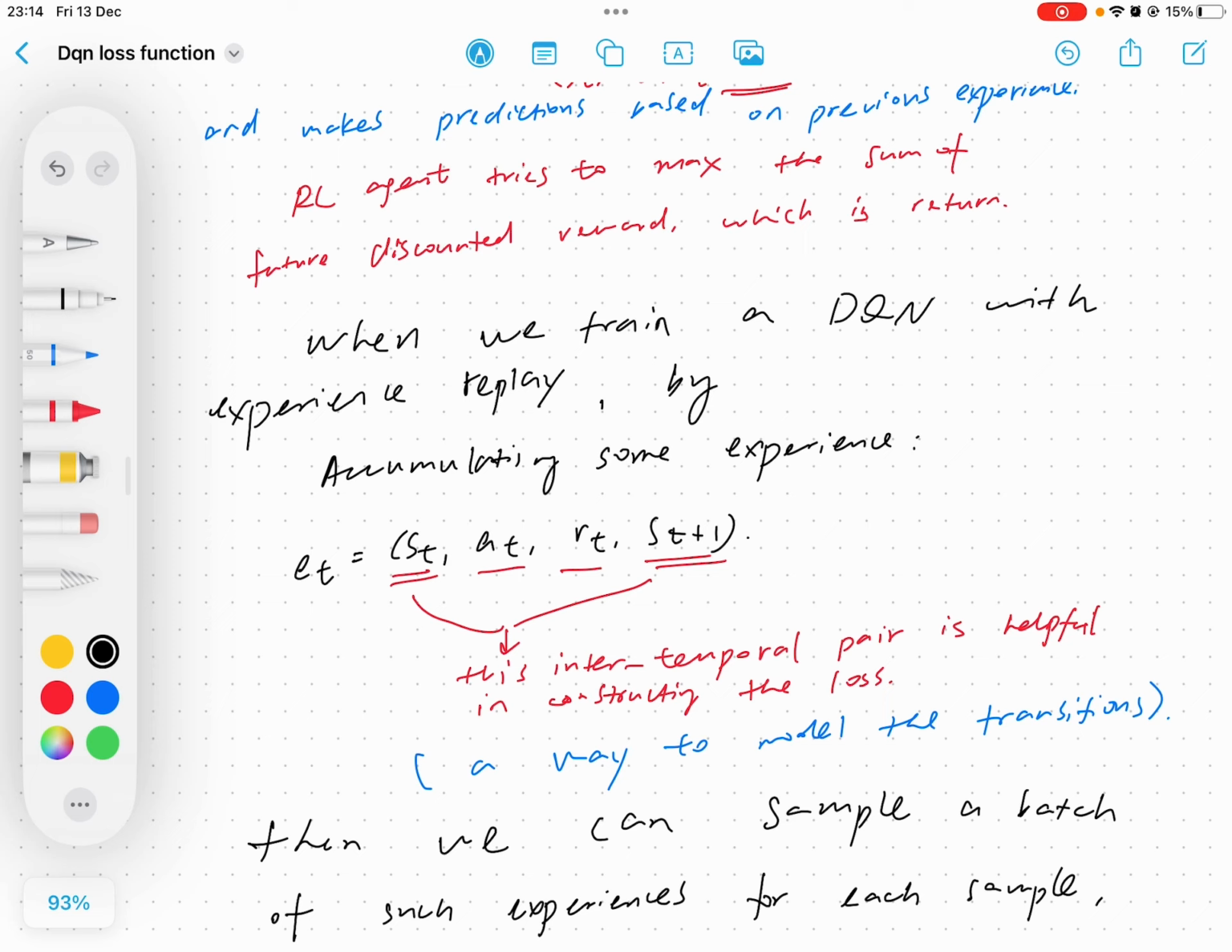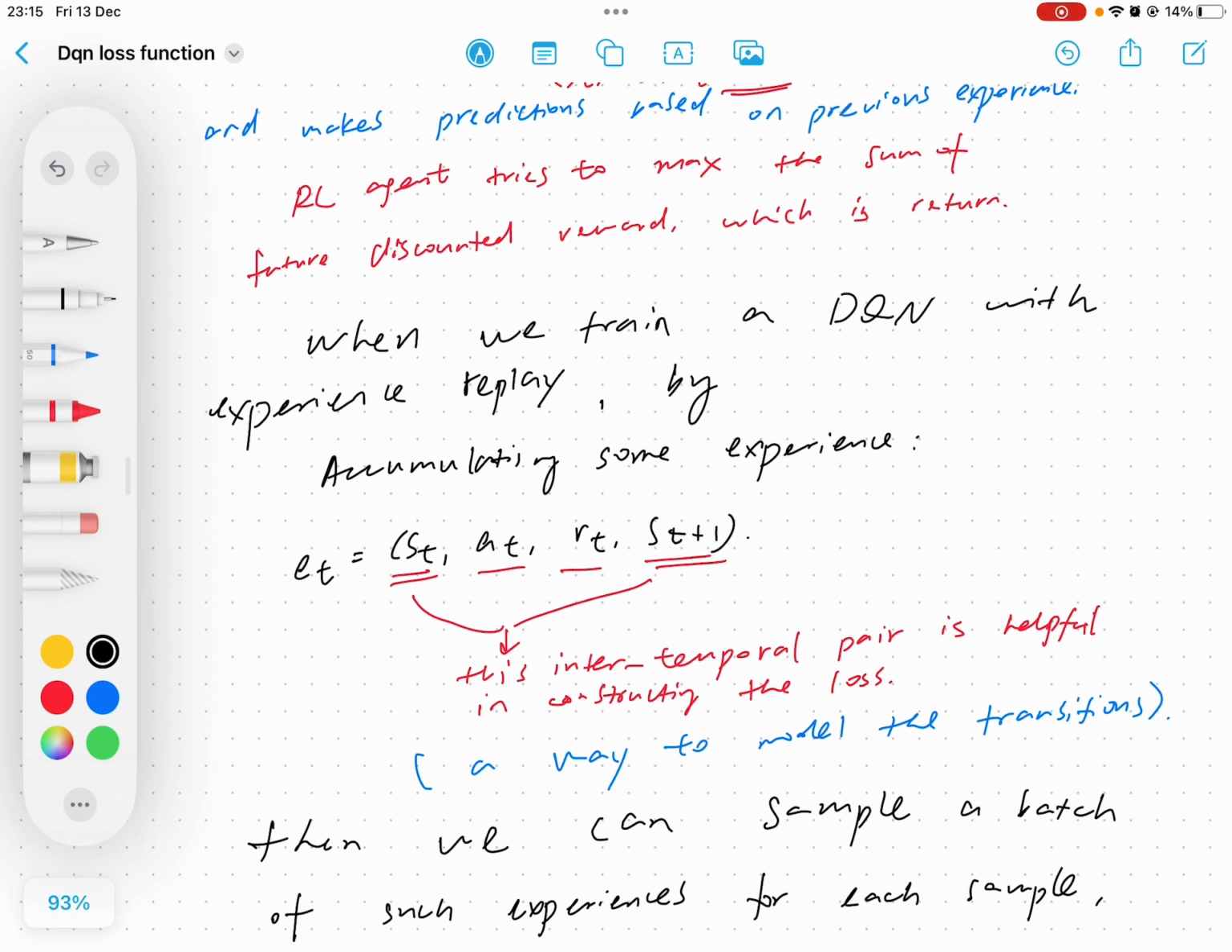So essentially this tuple captures some experience, right? From this tuple, the agent could observe the next state generated by the previous state and the previous action, and of course the reward from the previous action. So this intertemporal tuple is very helpful for us to construct the loss that we're going to use to update the parameters in the network.